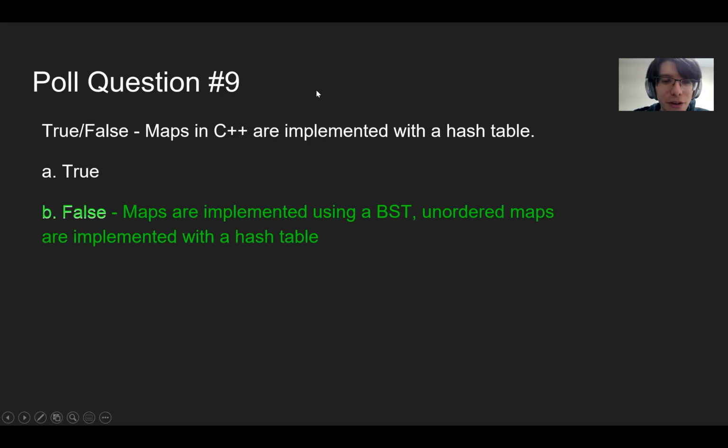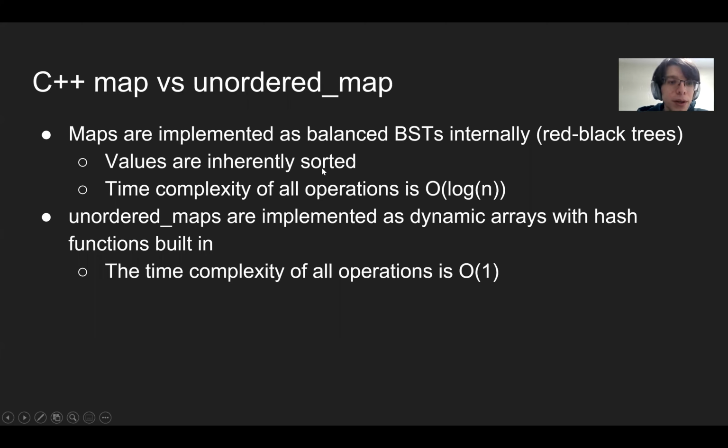Yeah, that's false. And unordered maps are implemented with a hash table. So just to keep in mind, unordered maps, hash table. Ordered maps are just called maps in C++. They use a binary tree. So maps are implemented as balanced binary search trees internally. They use red-black trees, and values are inherently sorted because it's a red-black tree and it's balanced, right? Balanced trees, and the fact that it's a binary search tree is what allows them to be sorted.